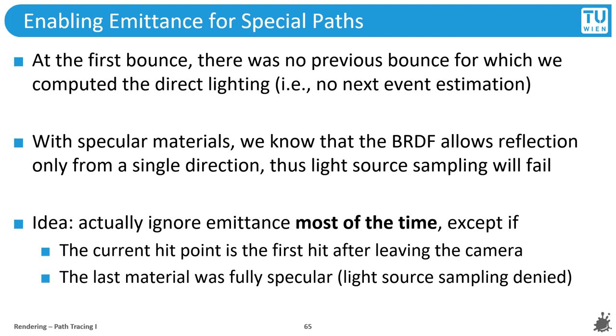We just need to make minor modifications for two cases where we can't afford to lose emittance because next event estimation has failed. When we first shoot our initial ray into the scene, there was no previous bounce on the pixel surface where we could have computed direct lighting. So we will need to allow adding emittance the first time that we hit a point in the scene. Also remember that for specular materials, there is only one direction that ever reflects any light. This means that light source sampling on a fully specular material will always fail. The only way that specular materials can get direct illumination is by checking for emittance, that is, whether we arrive at the light source, after the next bounce in the mirror direction. Accounting for these two special cases is easy enough and should fix our issues.